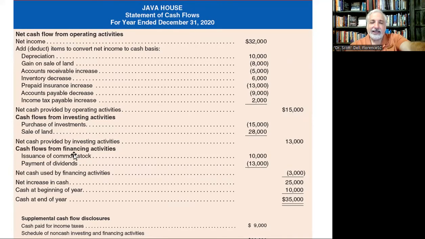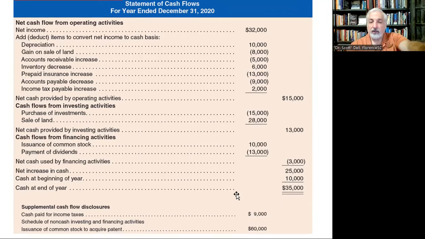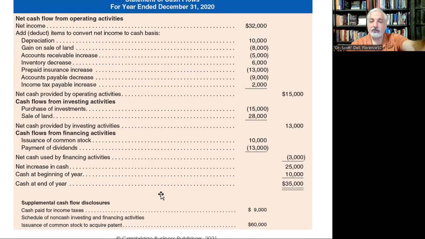And then we had financing activities. We paid dividends, that was negative, but we issued common stock. And so our net cash flow from financing is a negative as well. So the net is 15 plus 13 minus 3, a net of sources, or positive cash flow, of 25. We started with 10,000, which is last year's balance sheet cash, and ended up with 35,000 this year. And then we have some supplemental disclosure at the bottom.